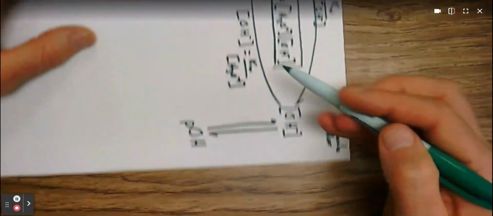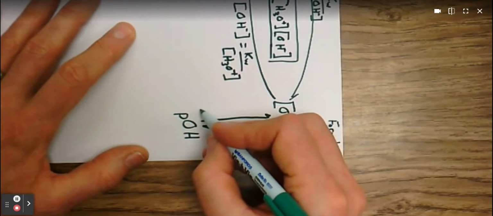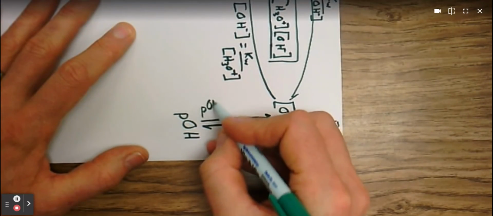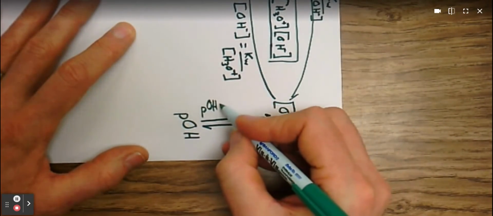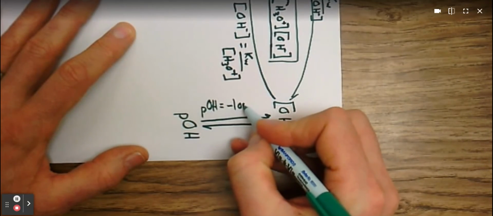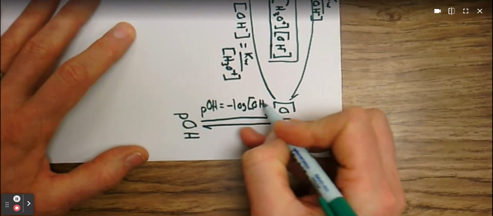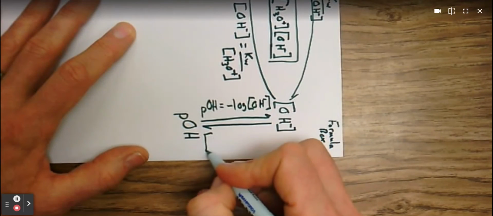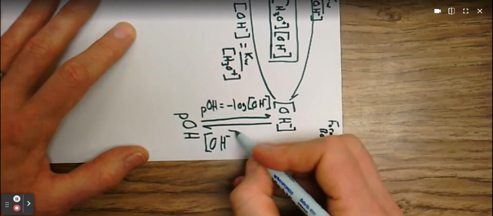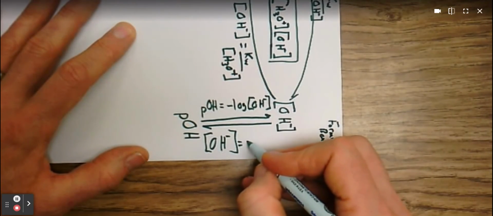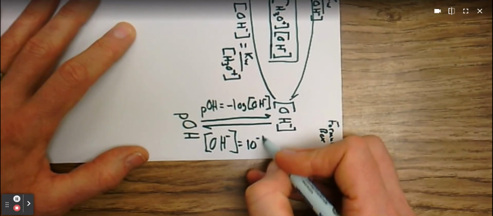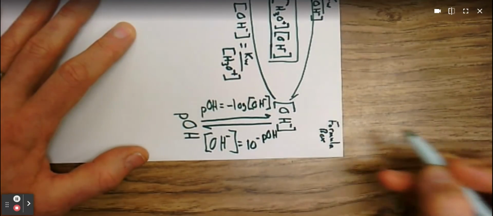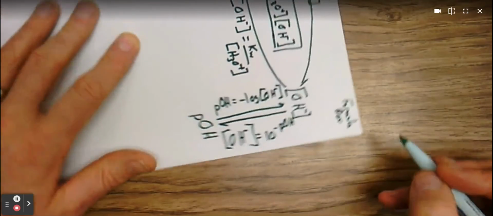All right, and the same thing goes for your pOH. pOH is equal to the negative log concentration of hydroxide, and the concentration of hydroxide is equal to 10 raised to the negative pOH. All right?